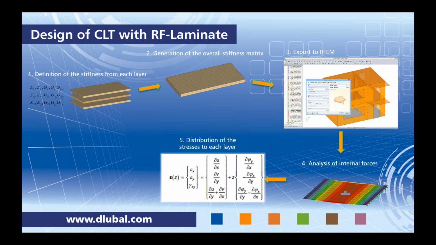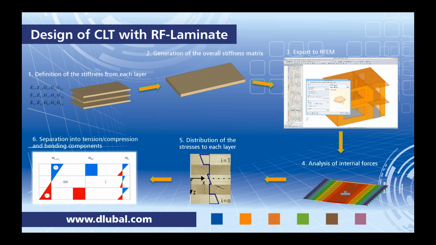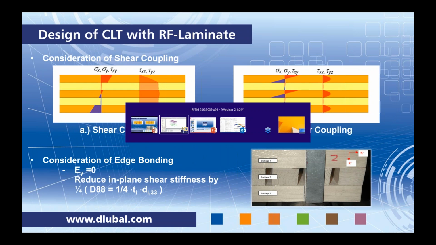It will distribute all of the stresses to each layer based on these differential equations here. And maybe more graphically, you can see the stress distribution throughout the depth of a cross-laminated timber panel. It would look something similar to this. Then for each stress, we're going to separate it into tension, compression, and bending components. Then we take those stresses and compare them to what the code's giving us for our limit stresses, and then we're going to get a code check. So essentially, that's how RF-Laminate is working within the program.